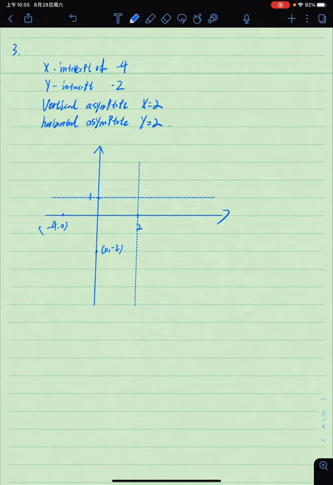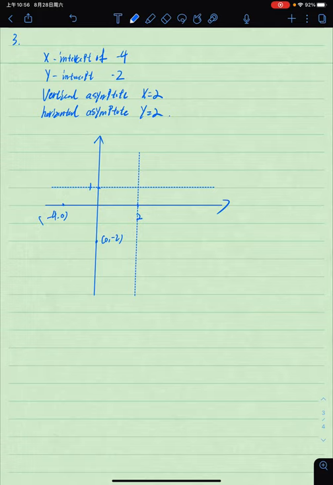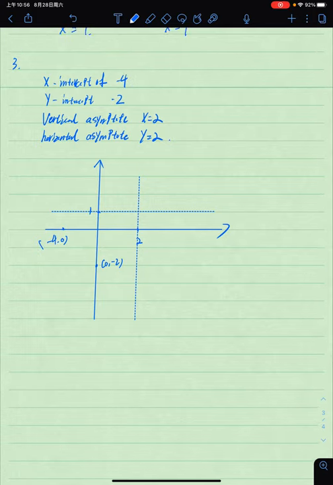Then we move to the last question. The last question is about taking an equation and graph from the given features. We need to use those features to make the equation and use a graph to make that. So we take this equation. At first we can see the x-intercept is negative 4, so the x-intercept should be negative 4, 0. The y-intercept is negative 2. As for the asymptote, we take x equal to 2.